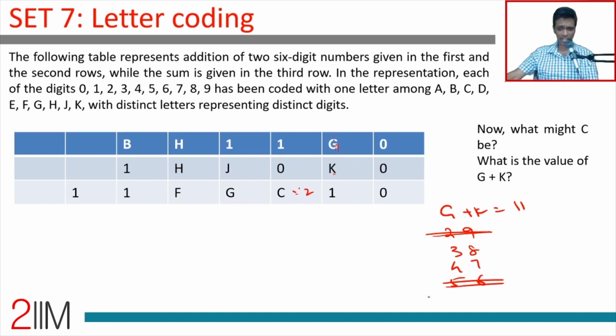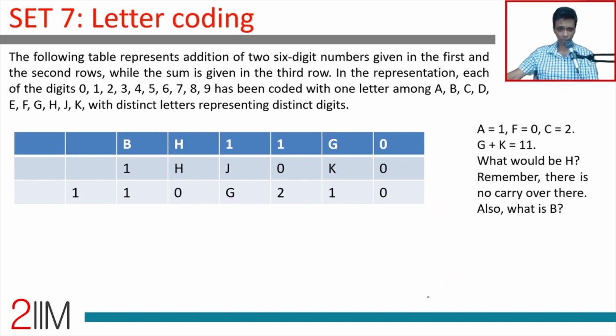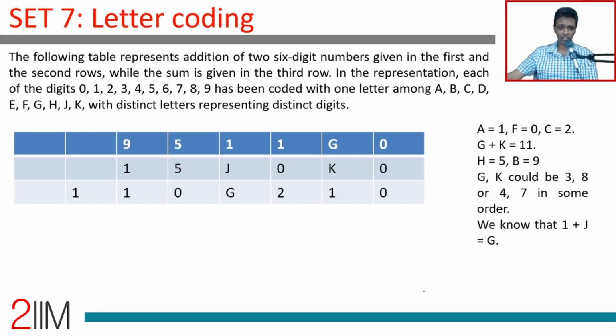I'm not able to find a reason to eliminate 3, 8 and 4, 7. And so I'm just going step by step. This got filled everything out. This is 9, 5, 5, 1, J. Everything is good so far. So G plus K is 11, so there'll be 1 carried over. 1 plus 1 is 2. 1 plus J is G.